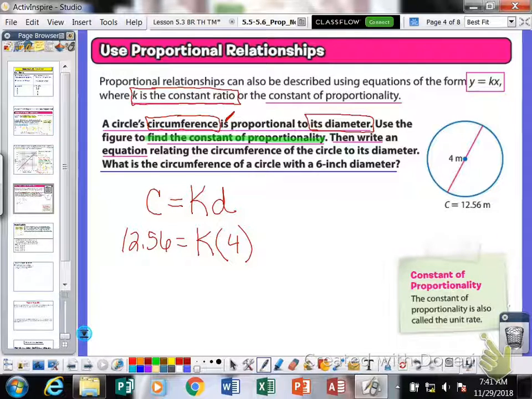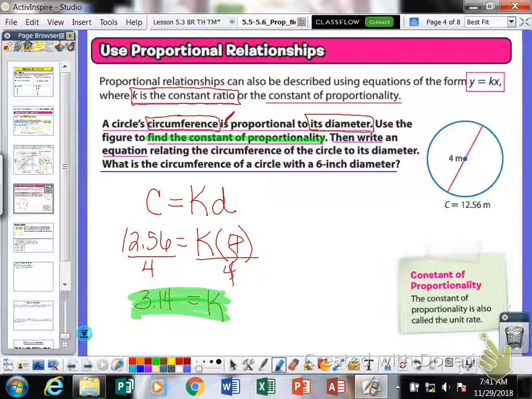Now, how do we get rid of that? We divide by 4 on both sides. So 4 is gone. 12.56 divided by 4 is what we have to figure out, and we get 3.14. So the constant of proportionality is 3.14. So that's step number 1, finding this constant of proportionality. So we found it. There's our constant of proportionality.